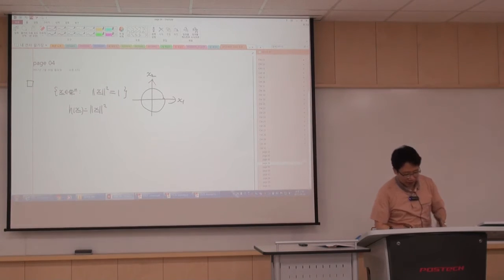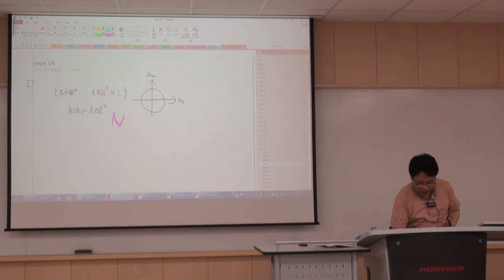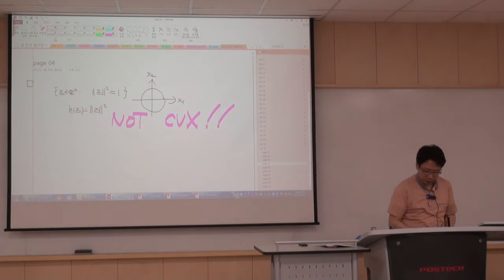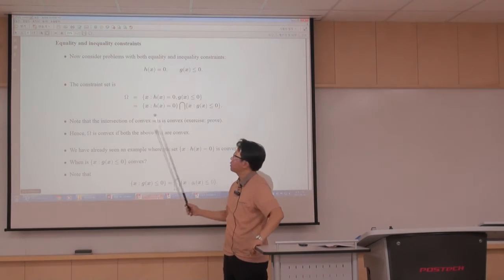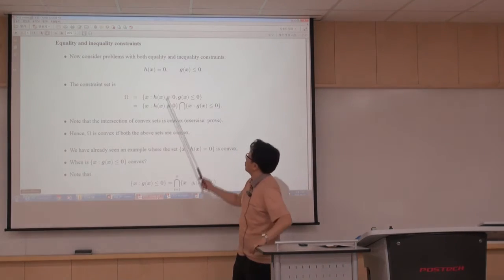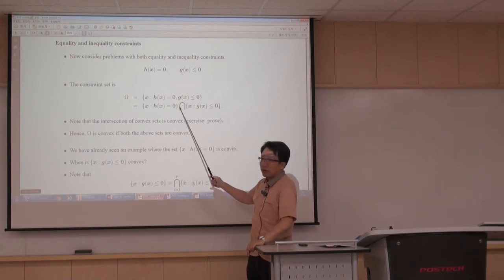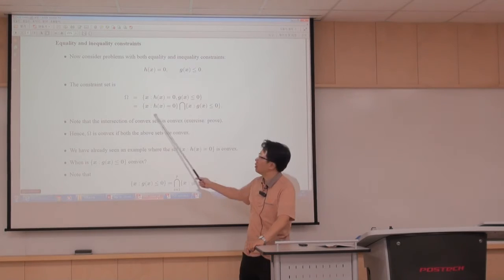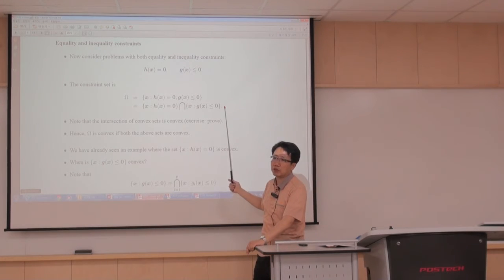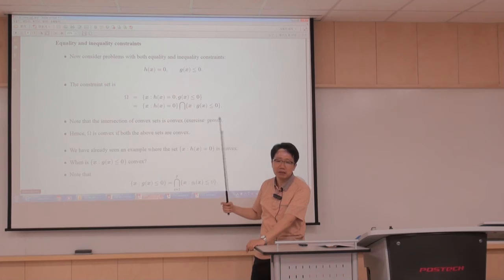So this is not convex. Okay. Not convex. Anyway, let me go back. When you talk about a convex set, by the way, be careful. This set may not be convex, but sometimes this intersection may make the entire set convex. So don't be frustrated so early.